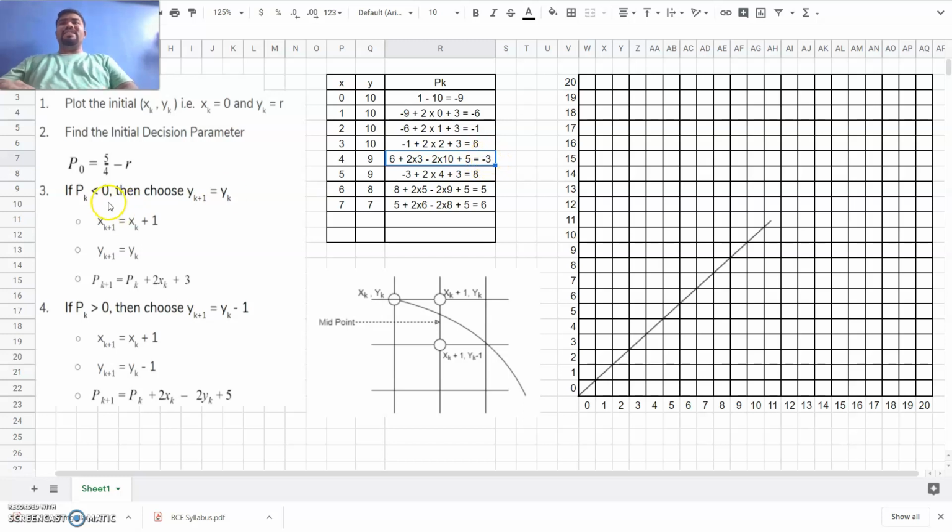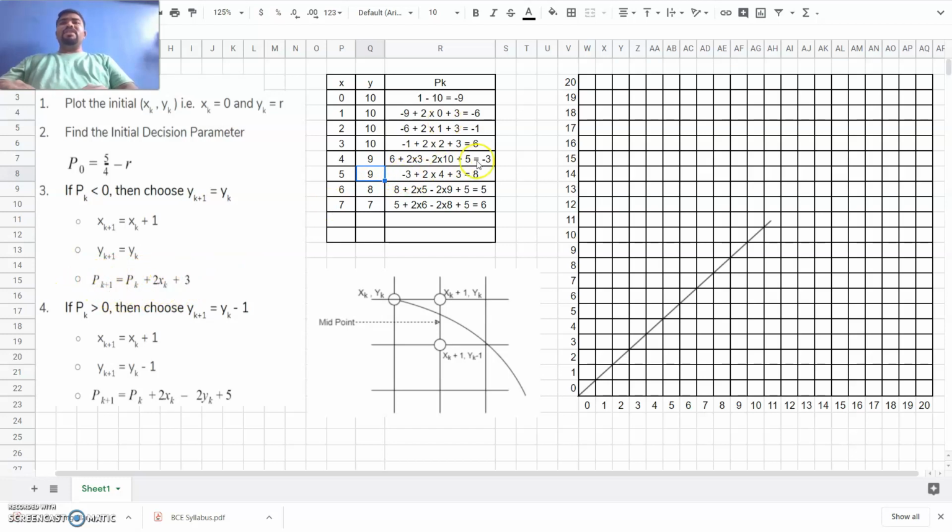So again, you can see it is less than 0. As it is less than 0, we know that the x increments, y doesn't. So x is incremented, and you see the value remains the same as 9 for the y axis. So again, we got to use this pk plus 1 formula now.